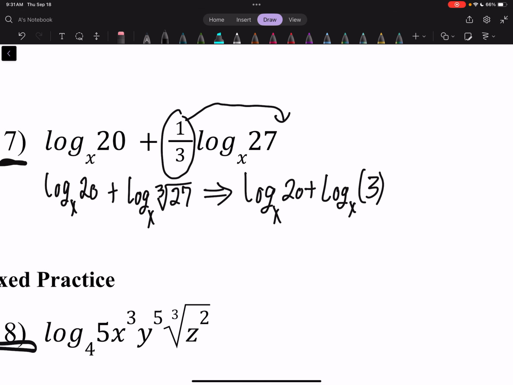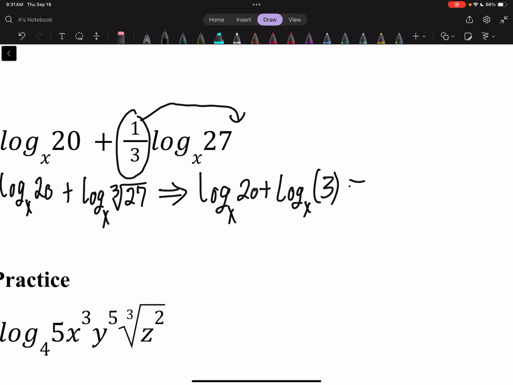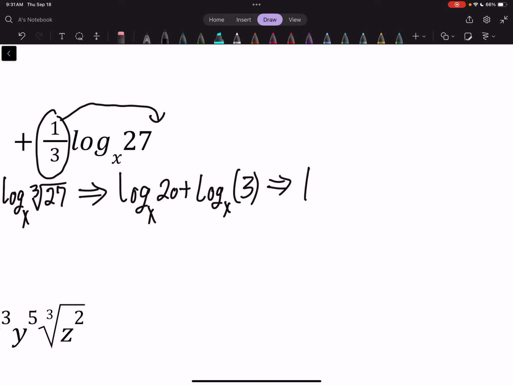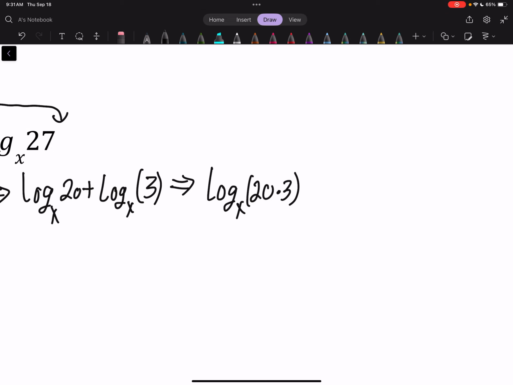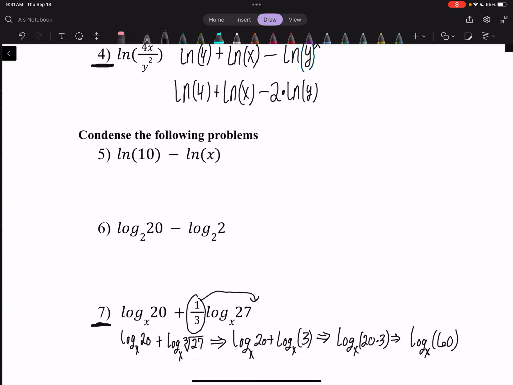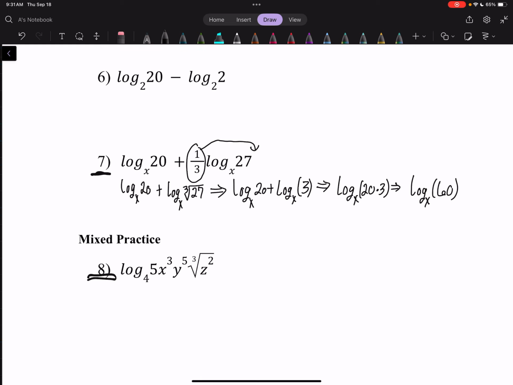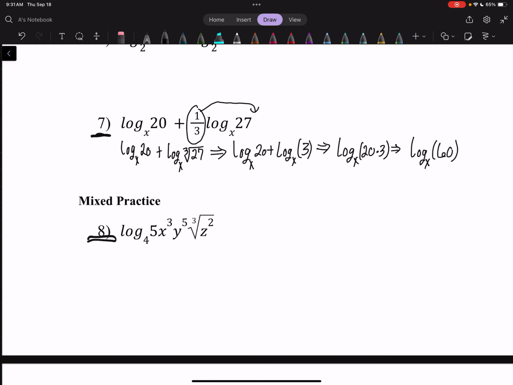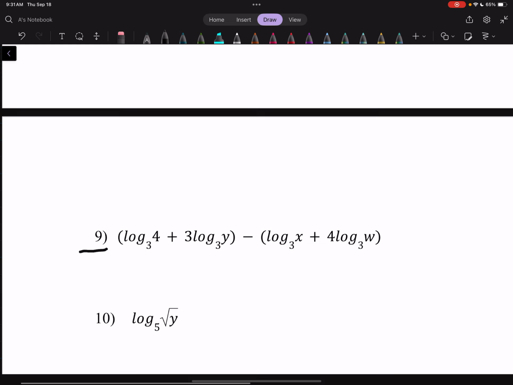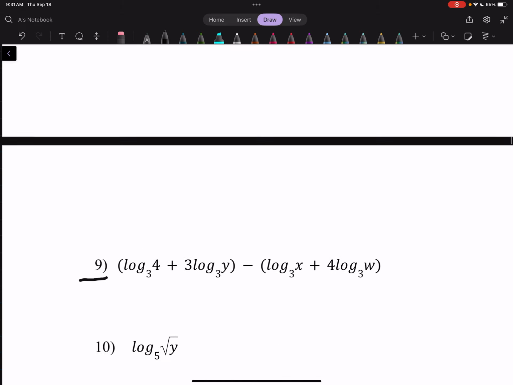Now I'm going to combine these. This is log base x of 20 times 3. I'm going to perform a little bit of arithmetic to simplify the inside of this logarithm. Log base x, 20 times 3 is 60, and I'm finished. Now, I have been choosing the harder ones out of the problems, so if you understand this one, you should have no problem with any of the ones above. Okay, let's do 8 and 9.